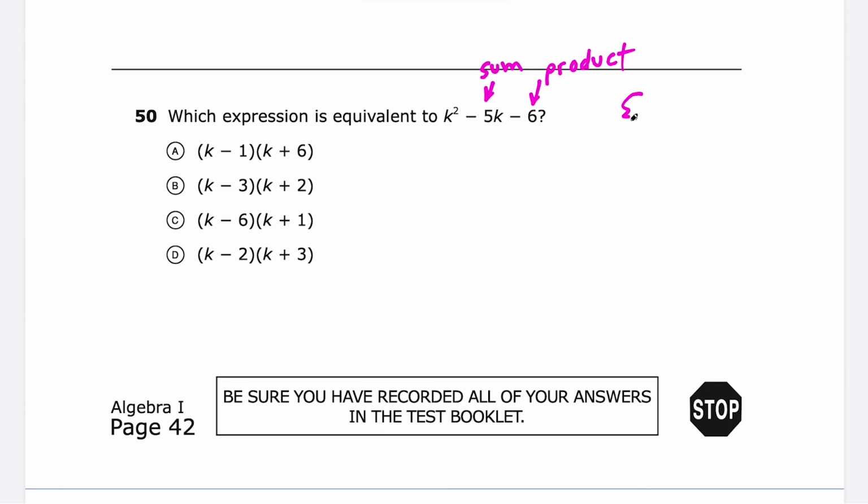So if we think about it, the two numbers that work are -6 and +1. And the check here is -6 plus 1 is -5, and -6 times 1 is -6. So now I just factor this to k minus 6 times k plus 1. And this is going to match up with choice C.